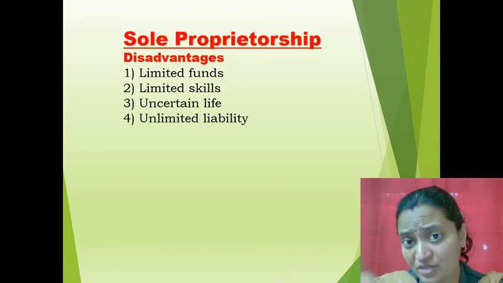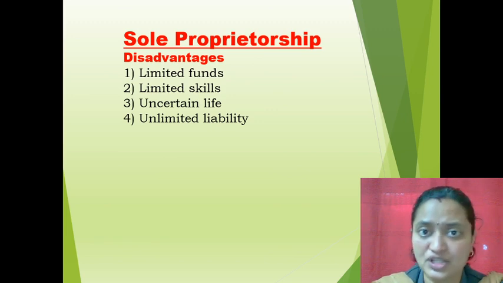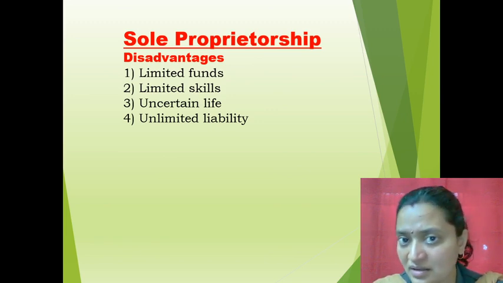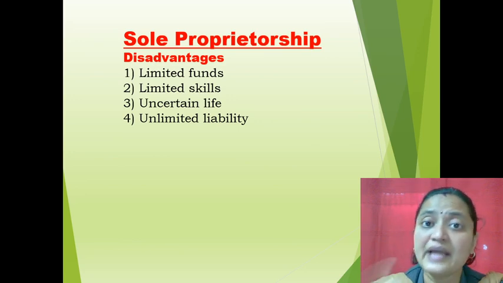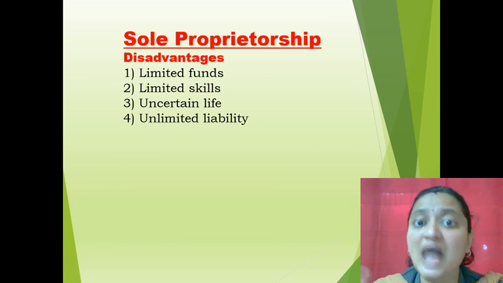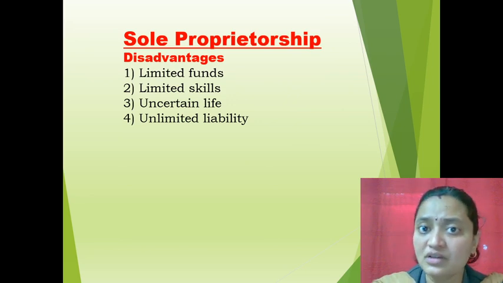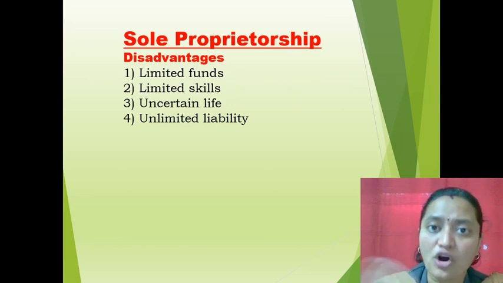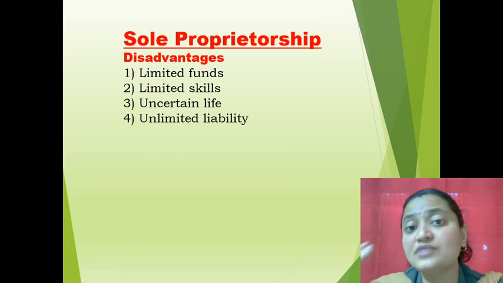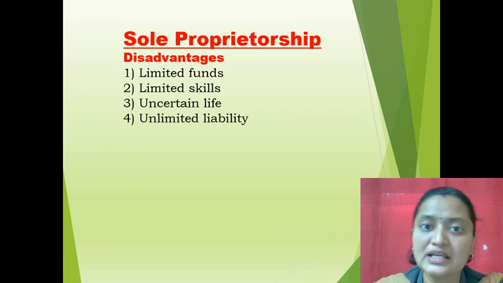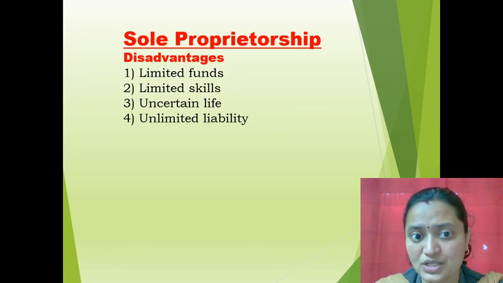At least one weakness or one limitation he may have. Then the next one is what? Uncertain life. It means the life of the sole trade business is uncertain. Two cases are there for that. In case of the death of the sole trader, or if the sole trader wants to discontinue the business and doesn't want to continue anymore, in that case also the life is uncertain, meaning the business would be closed down.